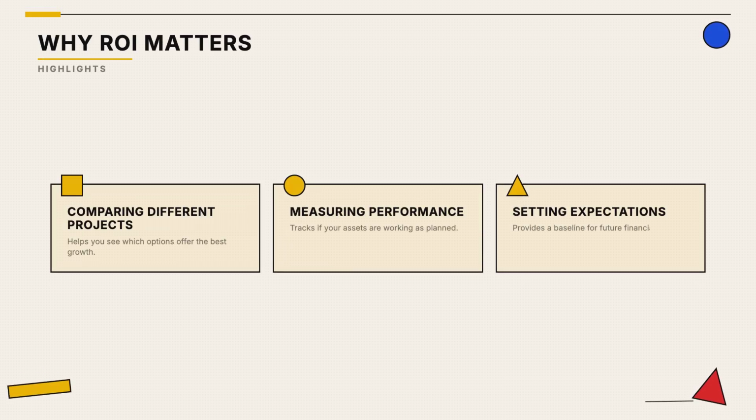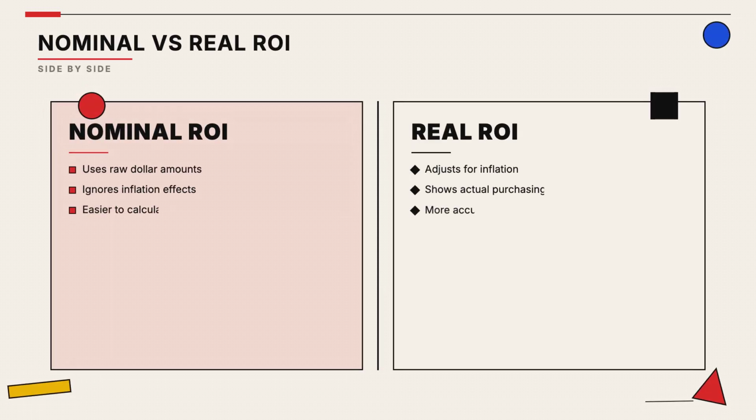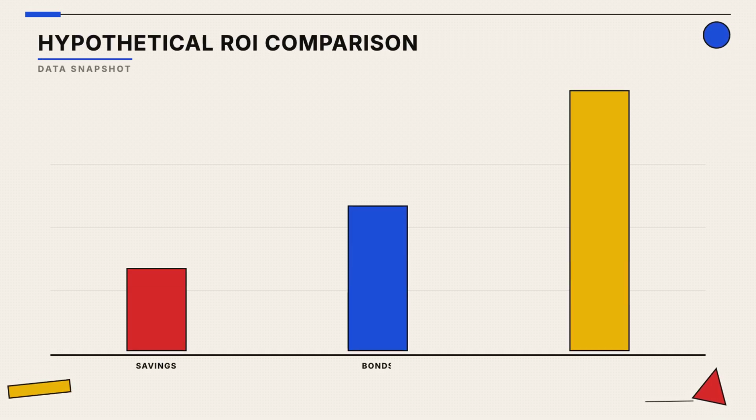ROI provides a common language for comparing different opportunities. It helps you see which choices are actually moving the needle for your portfolio. It is important to remember that nominal returns don't account for rising prices, while real ROI reflects how much your actual buying power grew. As you can see, different asset classes historically show different return profiles.